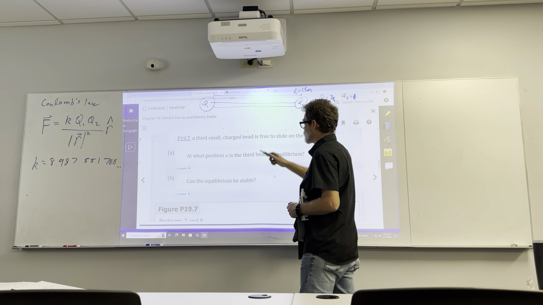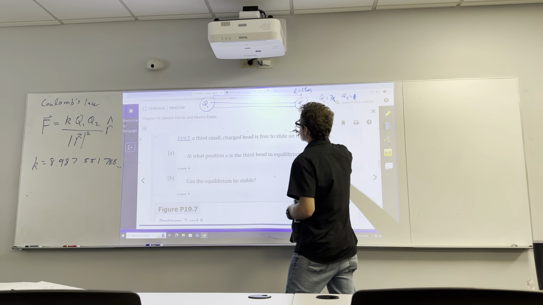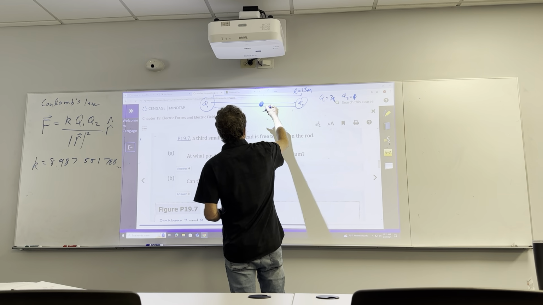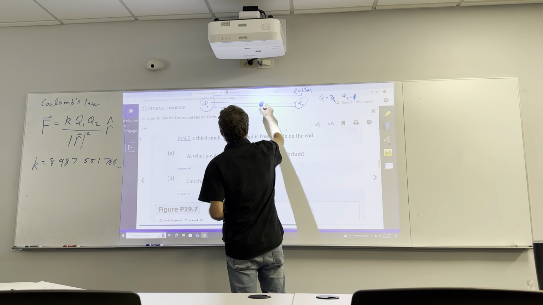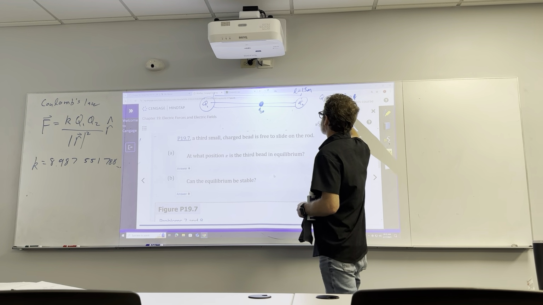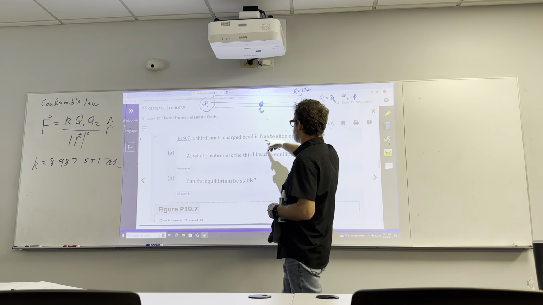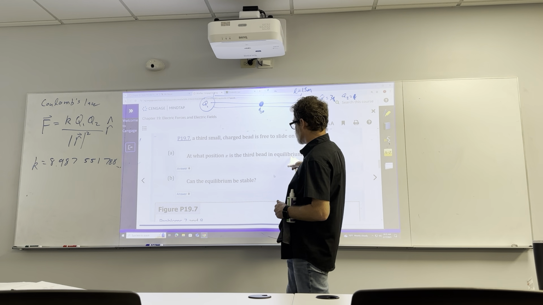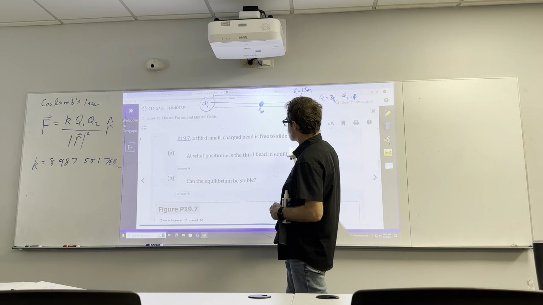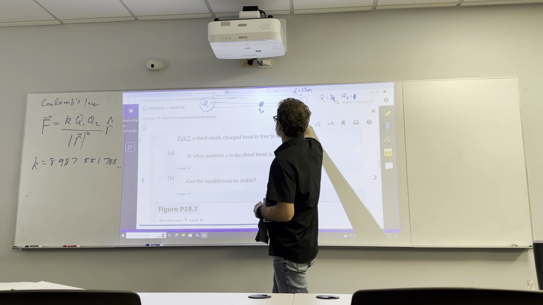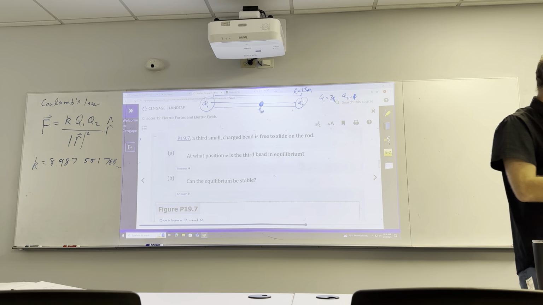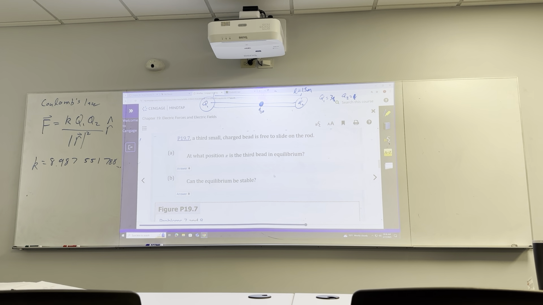A third small charged bead, so let's call this little bead here, and give it a charge Q sub naught. That's different than these Q's. The third charge is free to slide on the rod. At what position X is the third bead in equilibrium? So where can I put this such that it's got equal forces? What does it mean to be in equilibrium? The sum of the forces is 0.